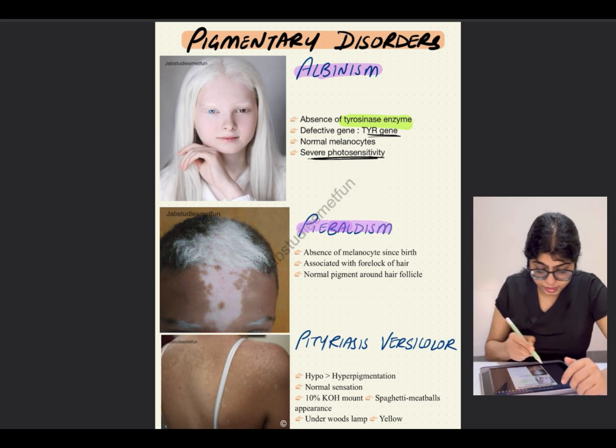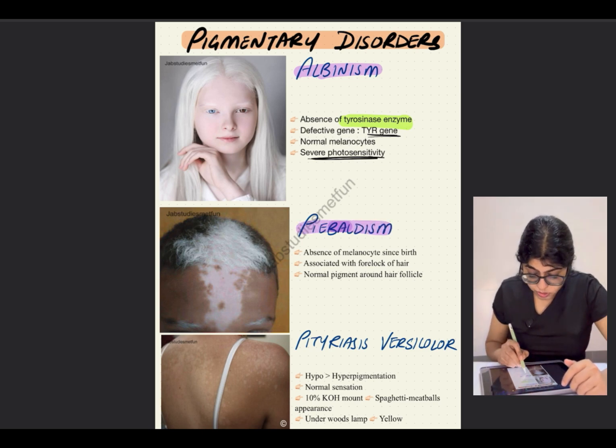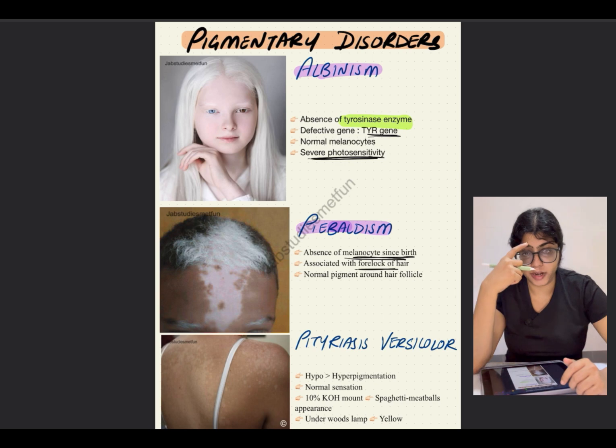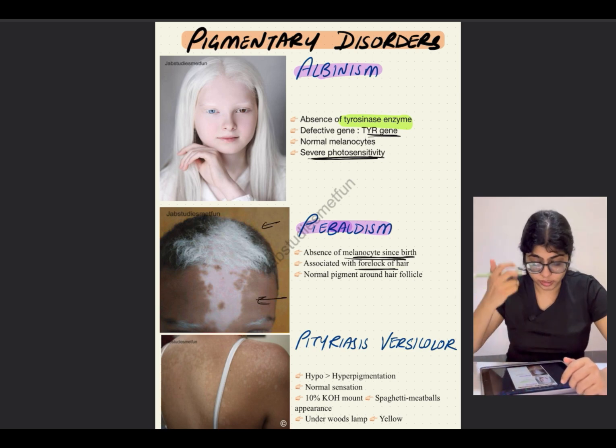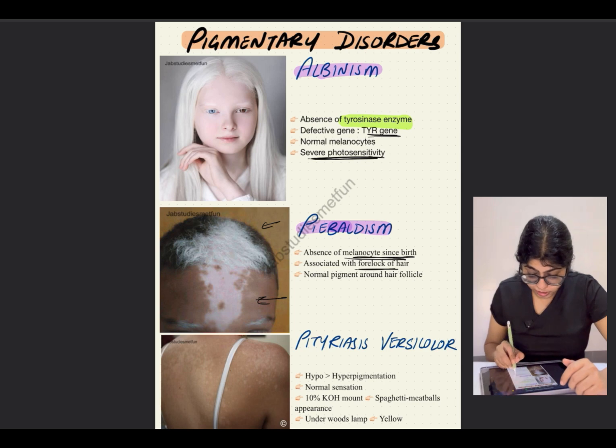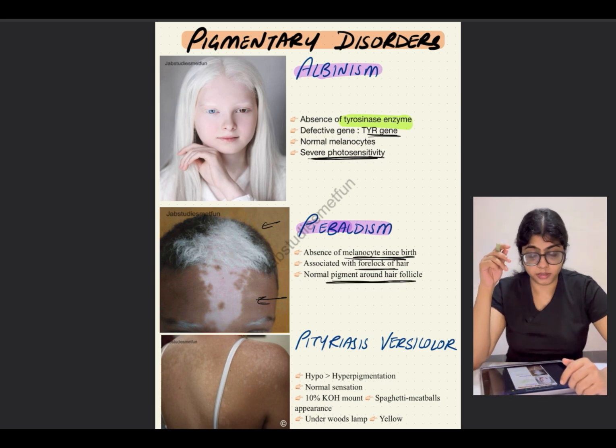We have piebaldism next, in which absence of melanocytes since birth can be seen, and it is associated with a forelock of hair. The front part of the hair near the forehead will be white in color, and sometimes the pigmentation will extend to the forehead as well. And normal pigment around the hair follicle can be seen, but the hair itself will come out as white.